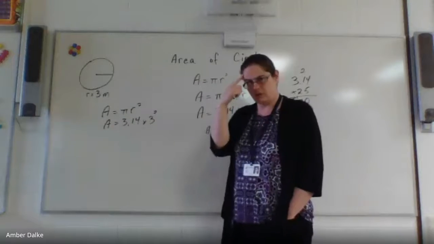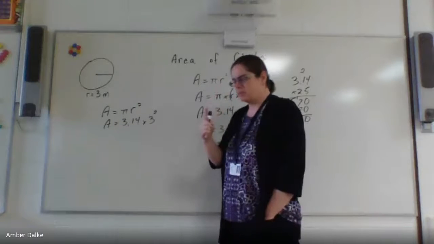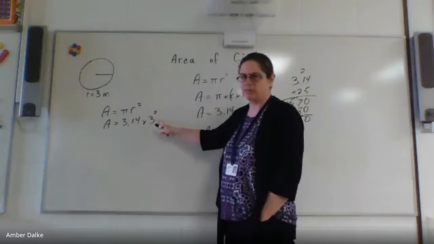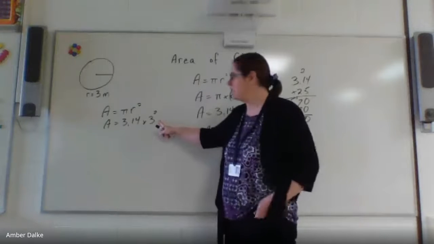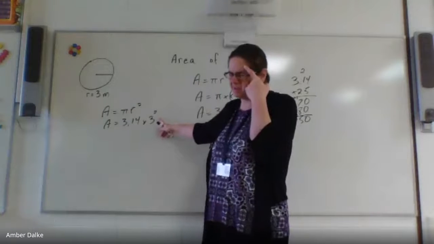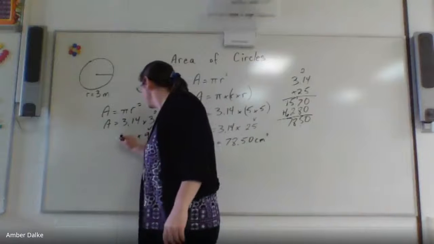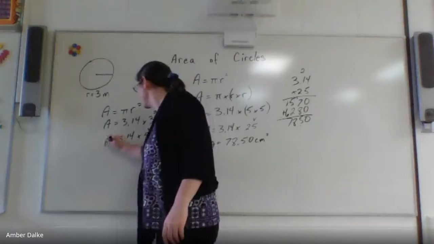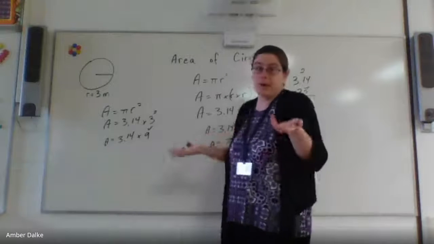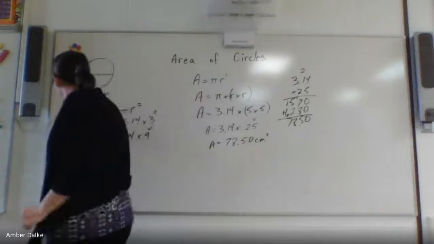Uh-oh, I got to remember, what does it mean to square something? It means I multiply it by itself, right? So this isn't going to be 3 squared. It's going to be 3 times 3. It's the same thing, okay? So you should be able to think to yourself, 3 times 3 is 9, right? So this is 9 times 3.14. So our area here, I can do an estimate here. 3 times 9 is going to be about 27, but let's do the calculation as well.